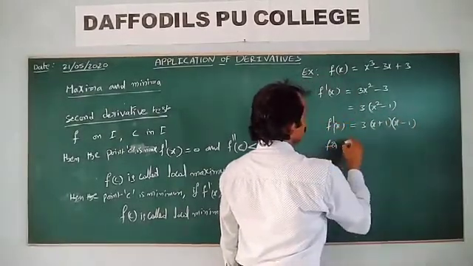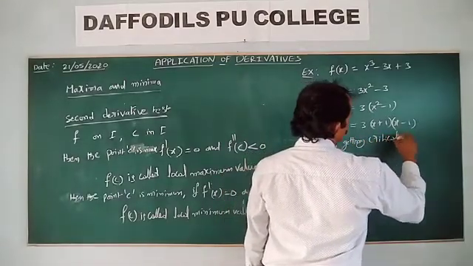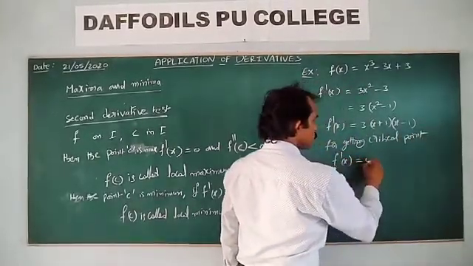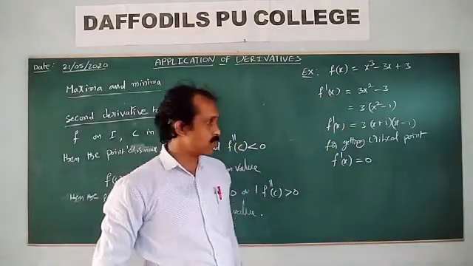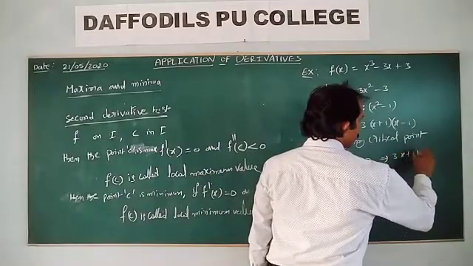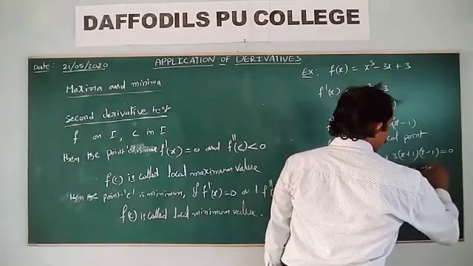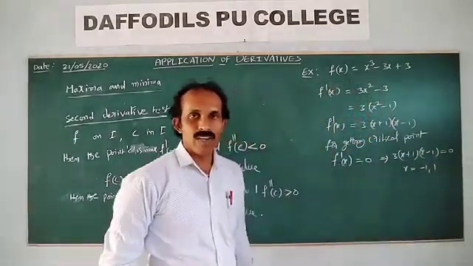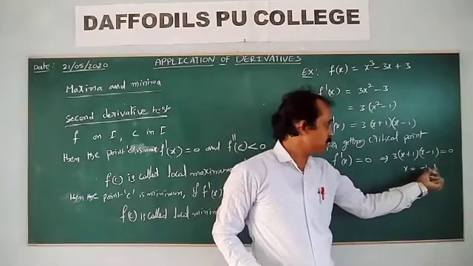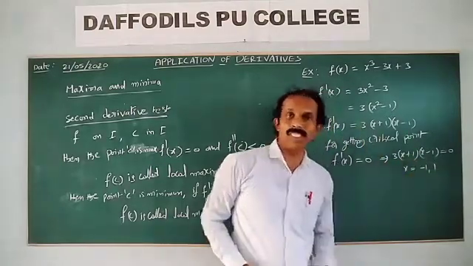For getting the critical point, by the definition of critical point, take f dash x equal to 0. So that implies 3 of x plus 1 and x minus 1 is equal to 0. X is equal to minus 1 comma 1. We got this answer in the previous class. At minus 1 we have local maximum value. At 1 local minimum value, by using the first derivative test.